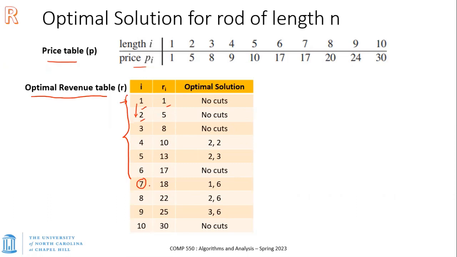So we saw that you could simply look up the solution in the optimal revenue table, in the table that has already been saved. And this is as far as we got in the last lecture. So let's take a look at formulating a recursive equation for this.